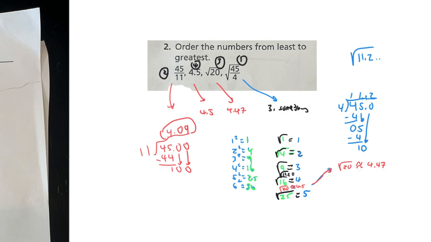But if you can't use a calculator, you need to be clear about this situation here. Okay. And the fact that radical 20 is between radical 16 and radical 25, the fact that radical 11.2 is between radical 9 and radical 16. All right. So hopefully that makes sense.